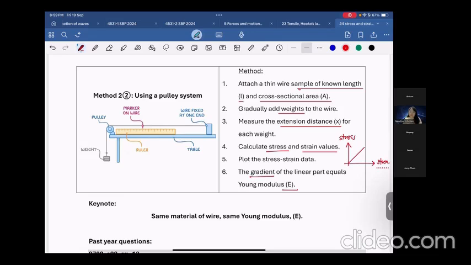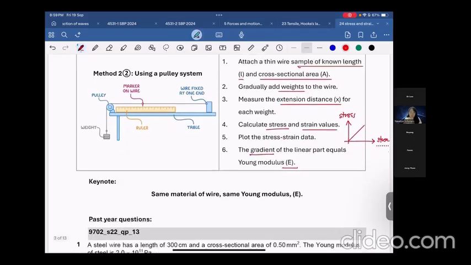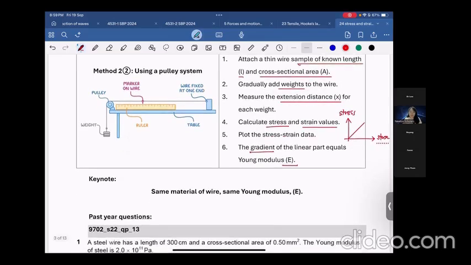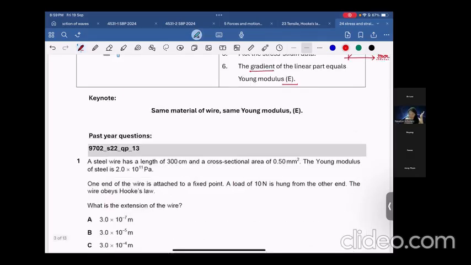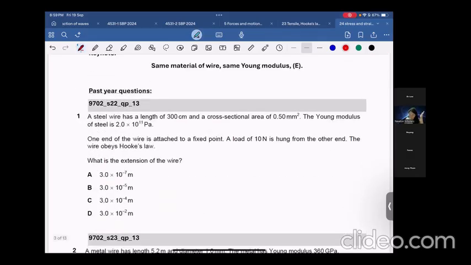Actually, it's the same thing. Same material will have the same Young modulus. It's something like having the same material for the spring, you have the same spring constant. Am I right? Okay, right dear. We try a past year question.